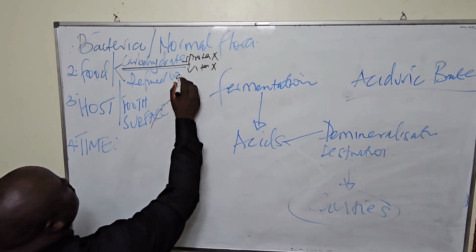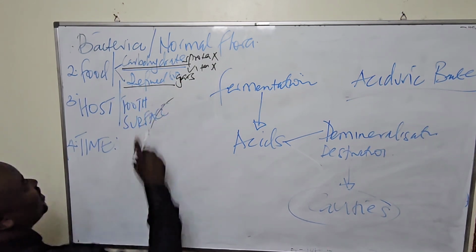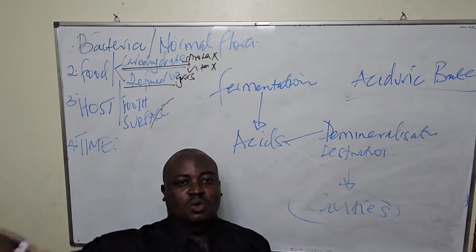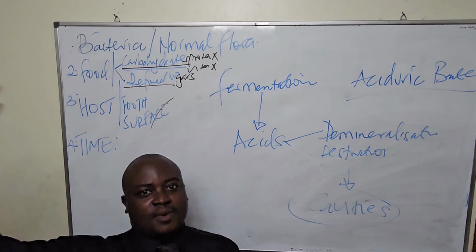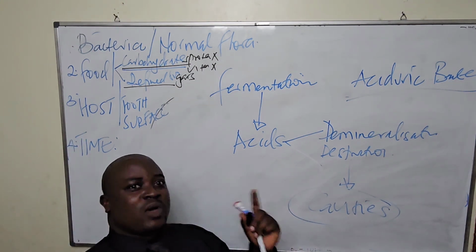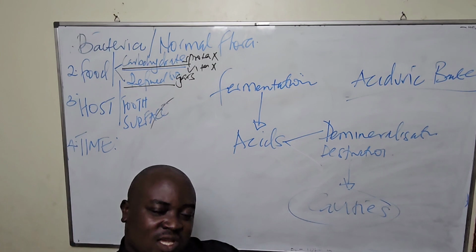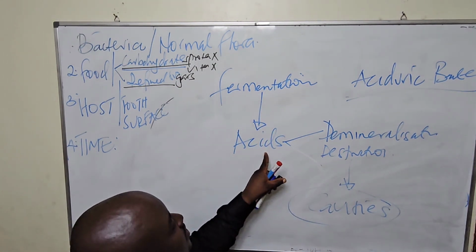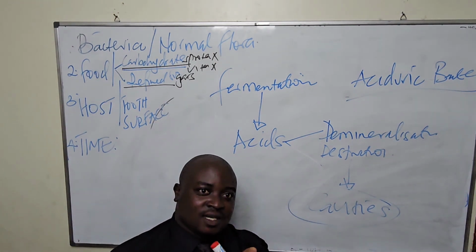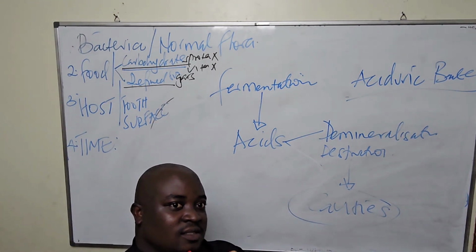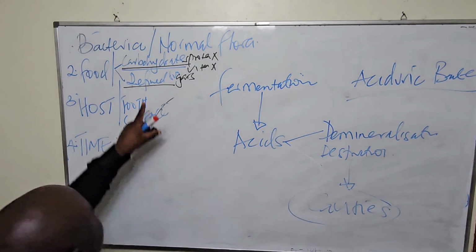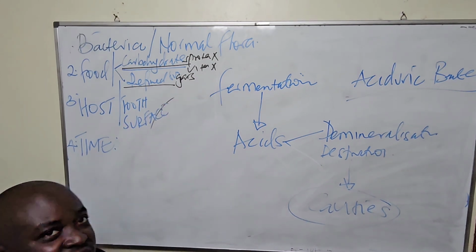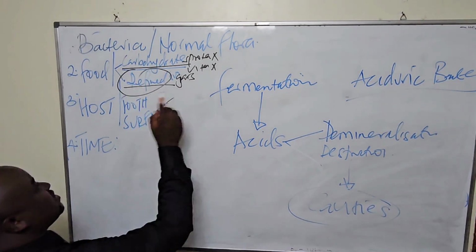Secondly, refined sugars. The word refined is very important. Carbohydrates, we know that bread, potato, yam, wheat and others, we have a lot of carbohydrates in them. These ones can be fermented to produce these what? Acids. Meaning the food which is not fermented is not responsible for this. So that's why we are emphasizing carbohydrates and refined sugars.